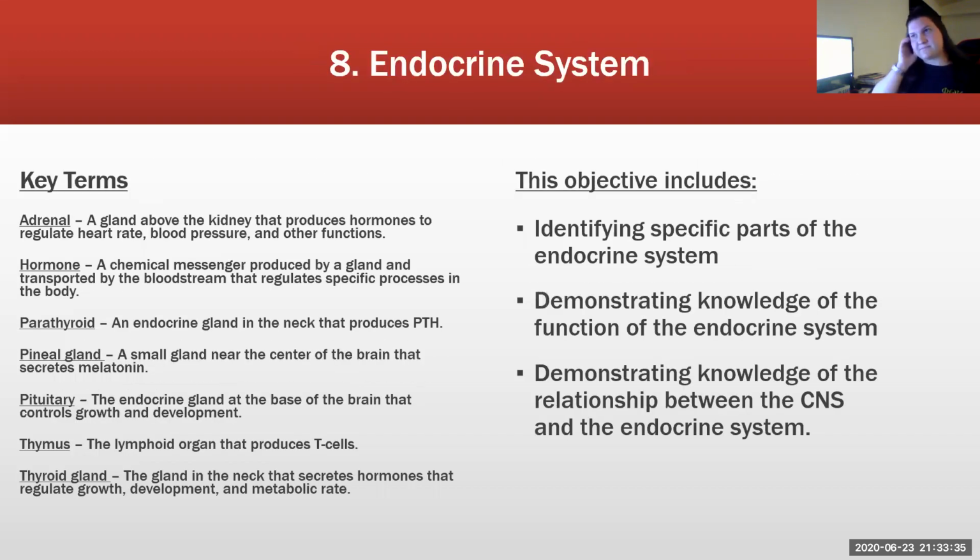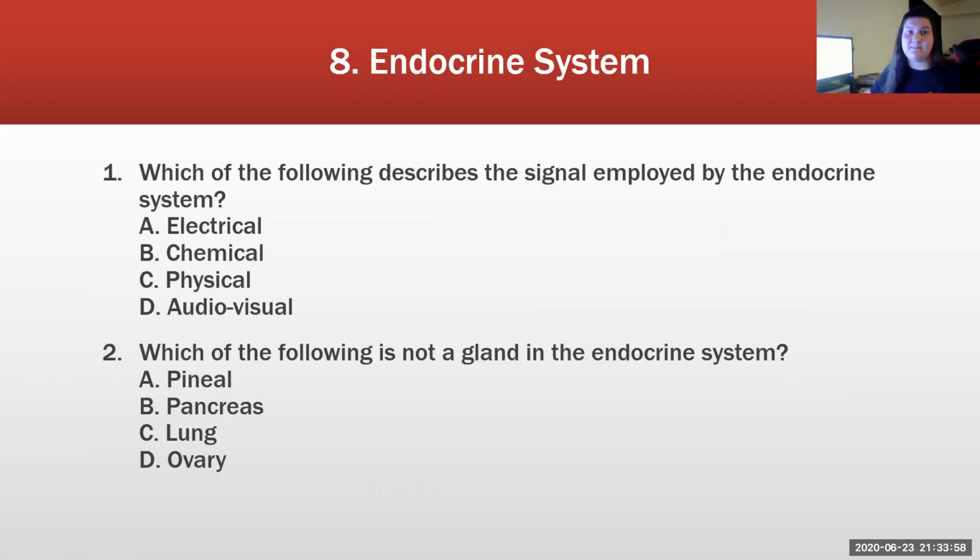Okay. Endocrine. Again, pause, familiarize yourself with these terms. And let's move on, because you need to be able to identify the parts of the endocrine system, the knowledge of the function of the endocrine system. You have to have the knowledge of the relationship between the central nervous system and the endocrine system. So which of the following describes the signal employed by the endocrine system? Electrical, chemical, physical, audio, visual.